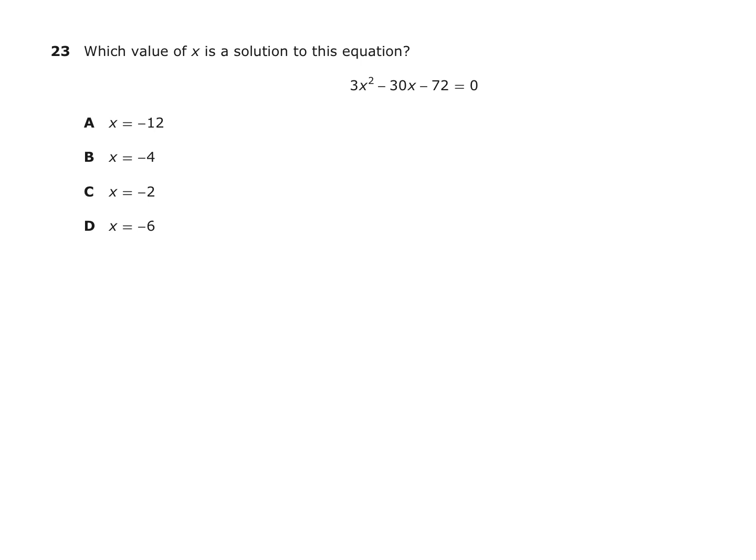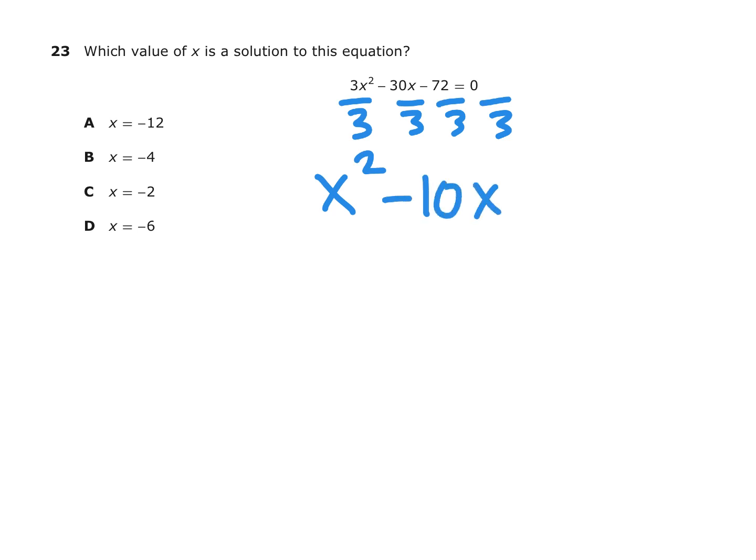I notice that we can divide each term by 3, since you have multiples of 3 here, and we can simplify this problem. 3x squared divided by 3 is x squared. And minus 30 divided by 3 would be minus 10x. And then 72 divided by 3, that's 24, so it's minus 24 equals 0. And then we can factor this out.